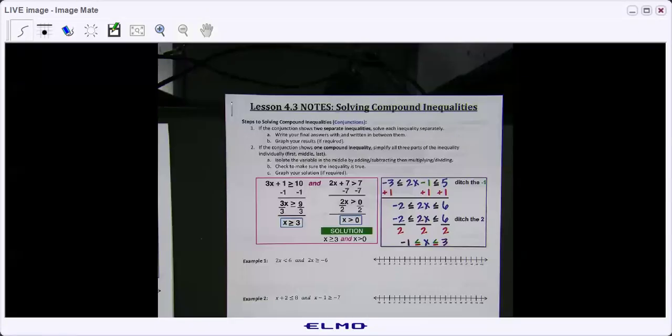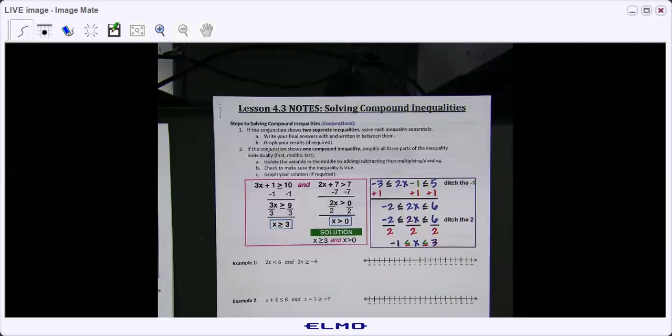Okay. So 4.3 is solving compound inequalities. What we're doing is we're just solving inequalities and graphing them again, which is something we've already done, but some of our inequalities will be together. And it's just one different step that you will have to remember from what you've already been taught.